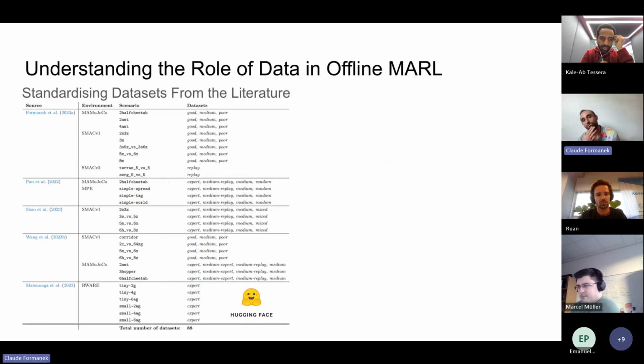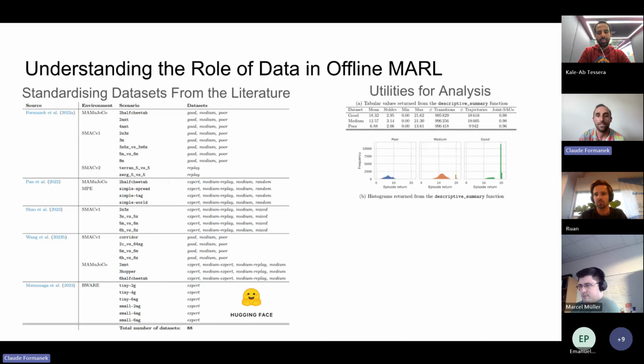This came with a host of other things. We took all the data sets we could get access to from the literature and converted them to the same API that we were using now in OG MARL, and then added everything to Hugging Face. And so now you can get access to the data sets we've created and a whole bunch of the ones from the literature. And they all use the same API now. And so it's very easy to get your algorithm to work on everything.